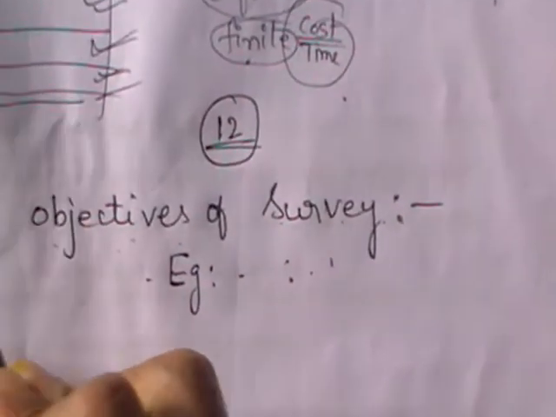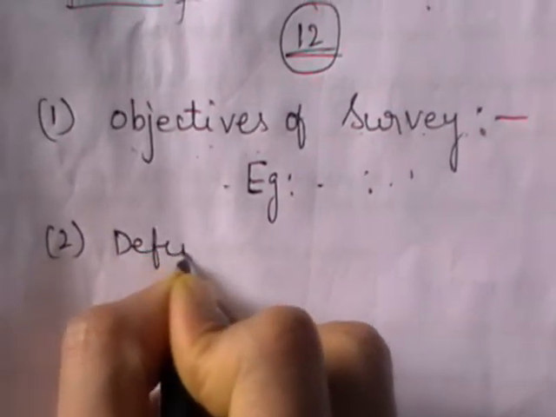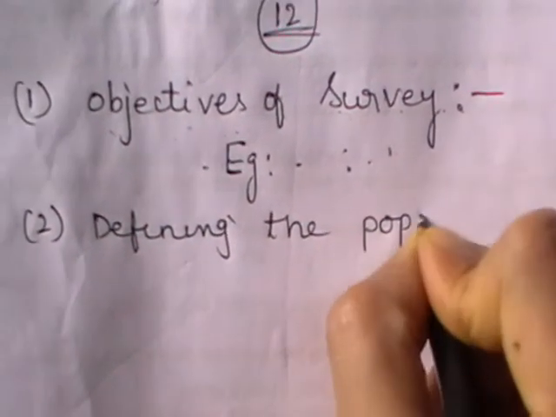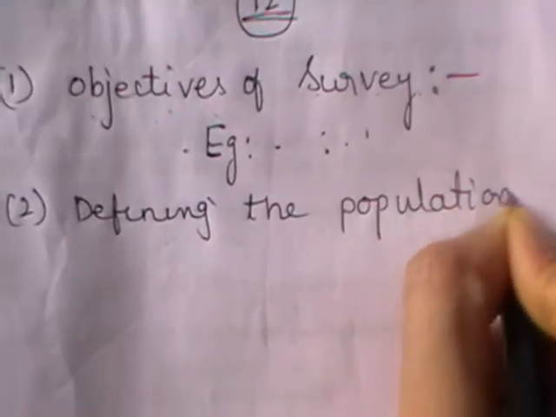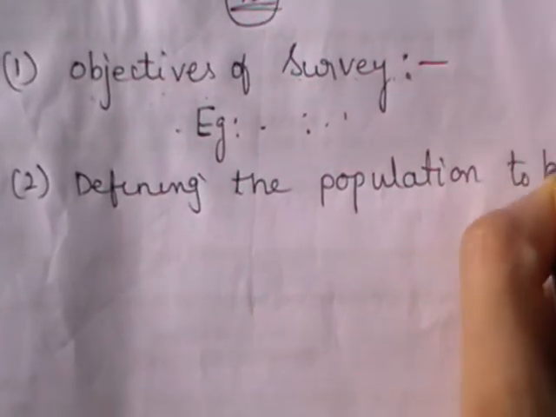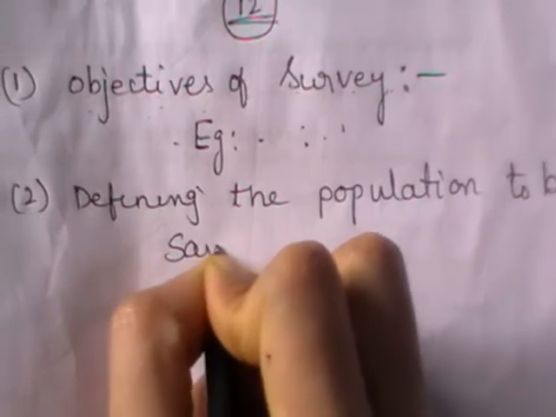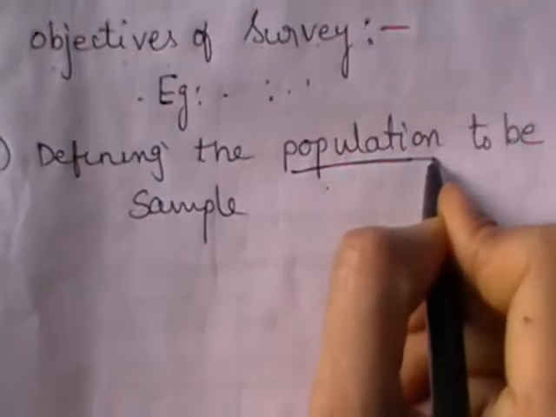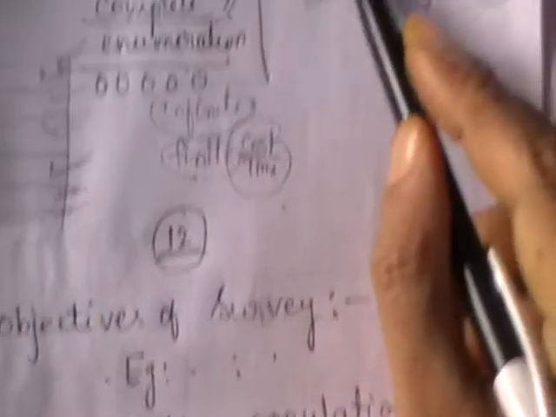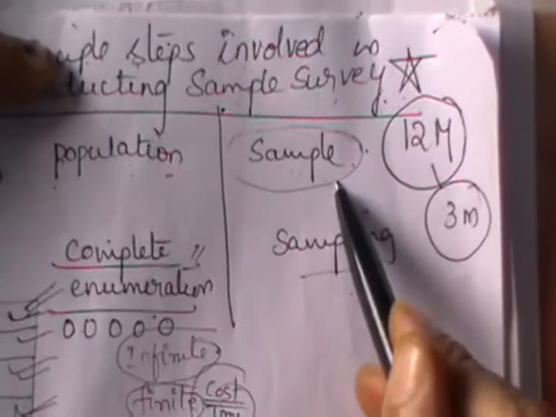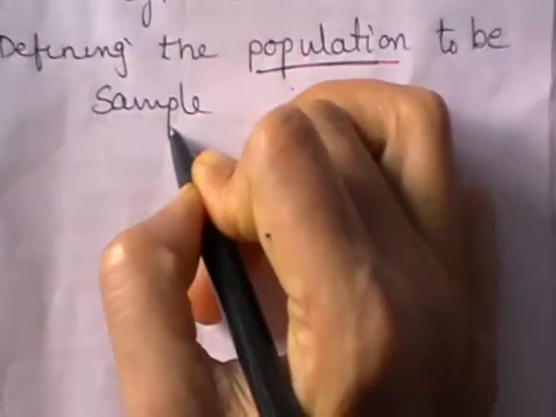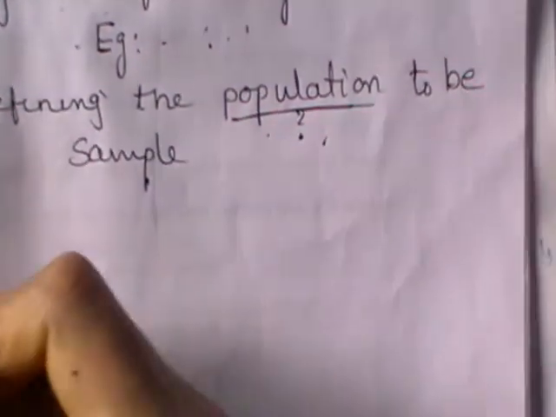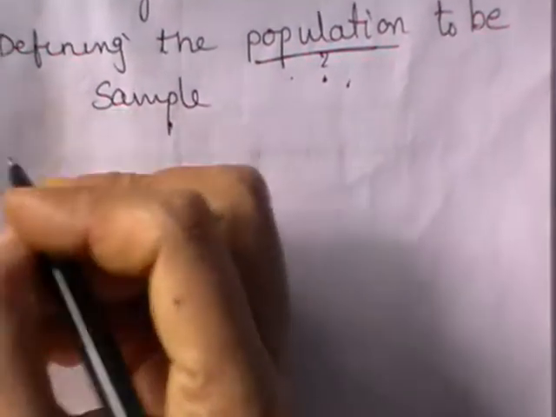The second step is defining the population to be sampled. Where do you draw the sample from? You will draw the sample from the population. First of all you should define the population from which you are going to draw the sample, as it is a sample survey where you conduct the survey on the sample. So before drawing the sample, you should specify the population clearly, without any ambiguity. I'll give you the same example.